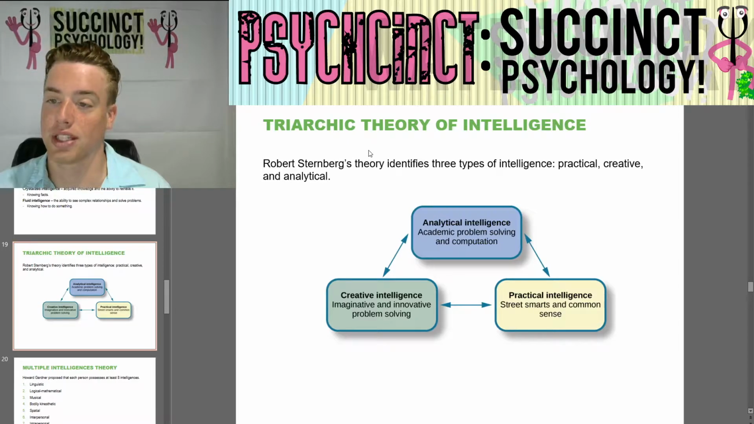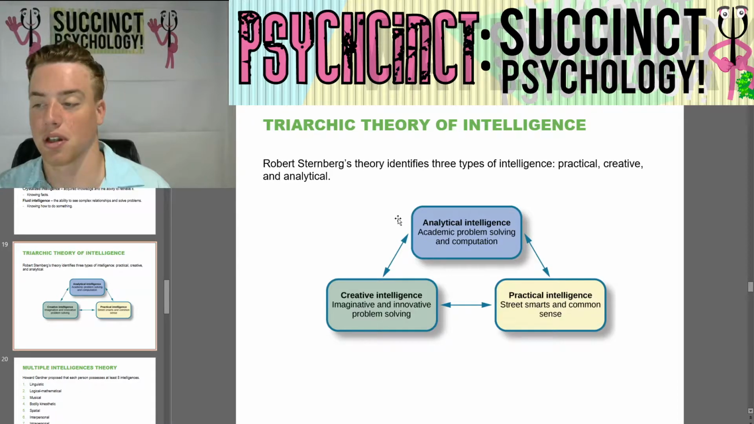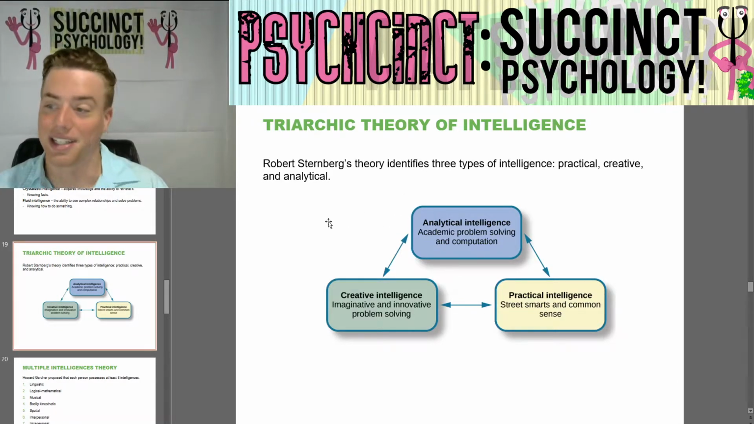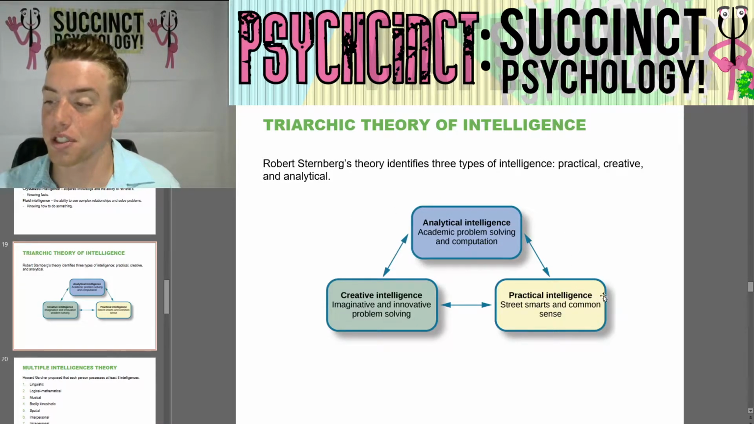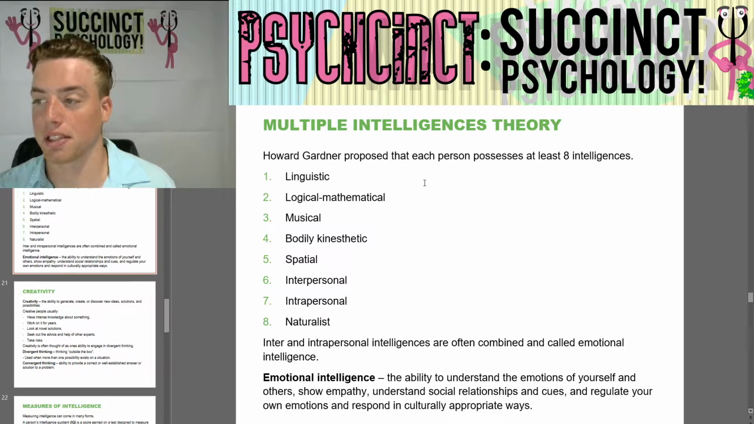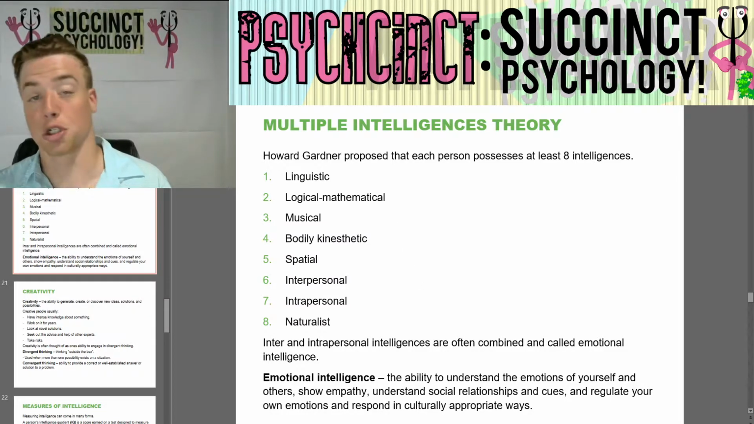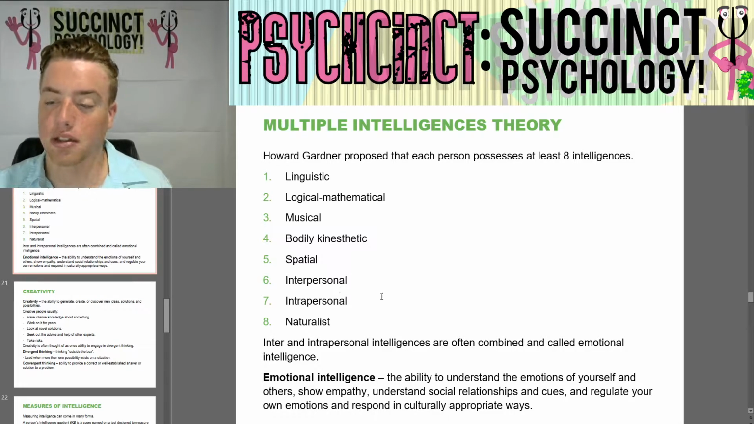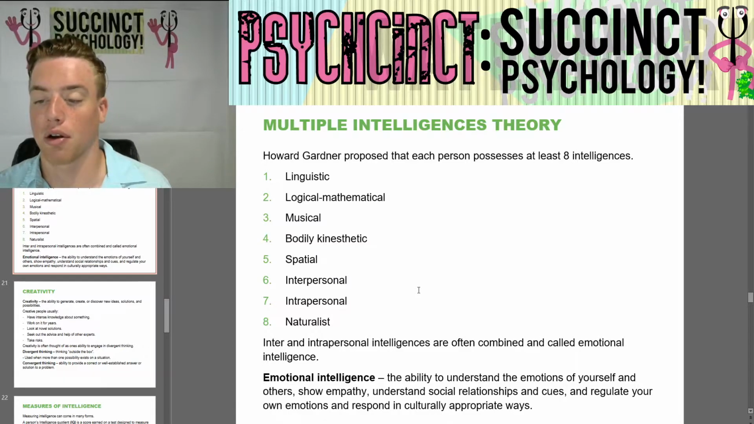The triarchic theory of intelligence, Robert Sternberg's theory, identifies three types of intelligence: practical, creative, and analytical. Analytical intelligence is academic problem solving and computation. Practical intelligence is street smarts and common sense, and creative intelligence is imaginative and innovative problem solving. Then we have multiple intelligences theory, in which Howard Gardner proposed that each person possesses at least eight intelligences: linguistic, logical-mathematical, musical, bodily-kinesthetic, spatial, interpersonal, intrapersonal, and naturalist. Interpersonal and intrapersonal intelligences are often combined and called emotional intelligence.